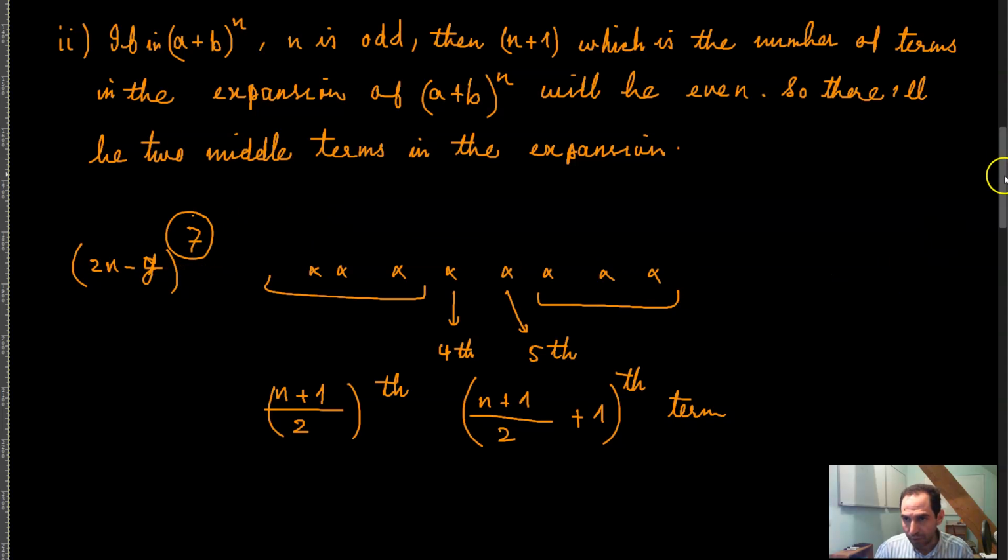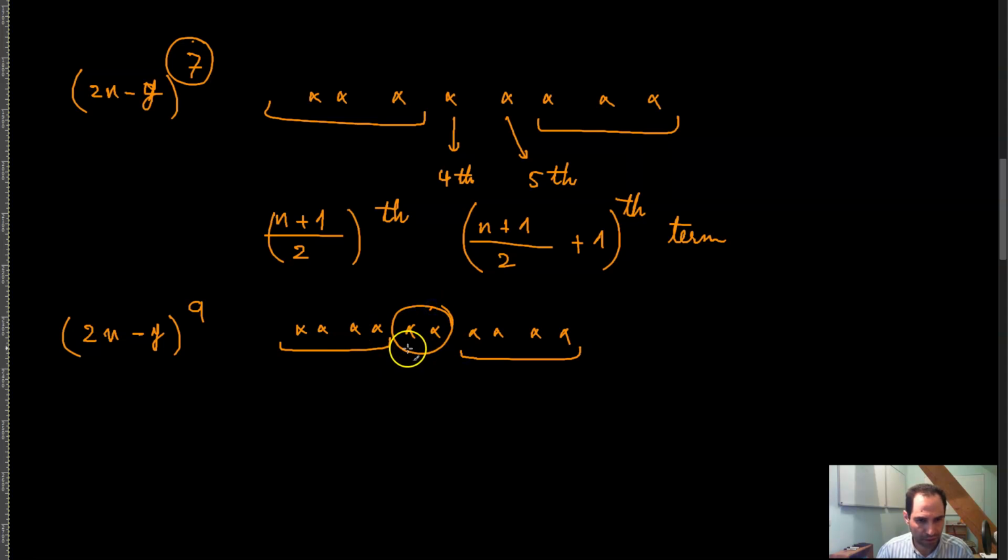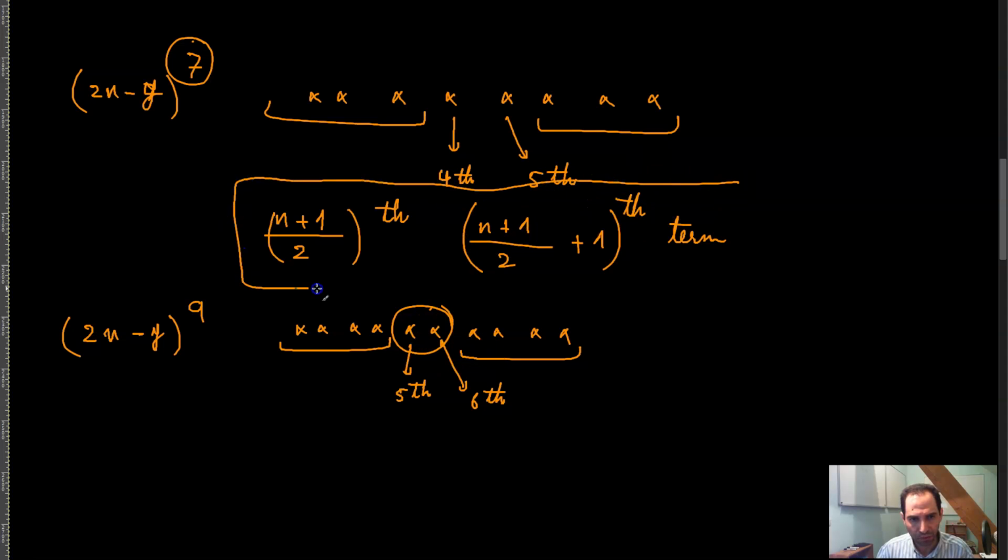And you can just keep doing the same thing. For example, if you have (2x minus y) raised to the power 9, you would get 10 terms over here, which is again an even number of terms. So 10 terms: 2, 4, 6, 8, and 10. You have 4 terms over here, 4 terms over here, and you get these 2 terms as the middle terms. Meaning that the 5th term and the 6th term are the middle terms. Again, (n plus 1) divided by 2 would be 10 divided by 2, which is equal to 5, and (n plus 1) divided by 2 plus 1 would be the 6th term. Therefore you can use these 2 formulas for the middle terms when n is odd.